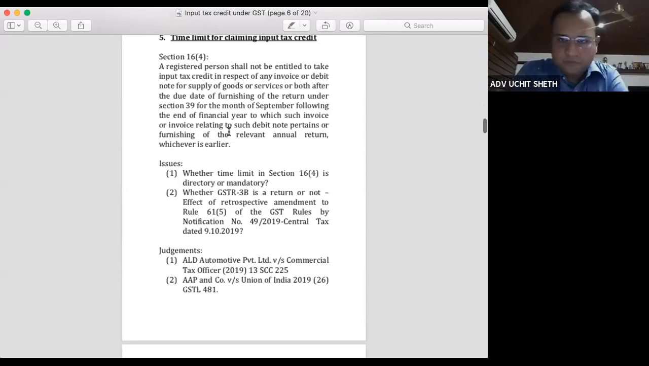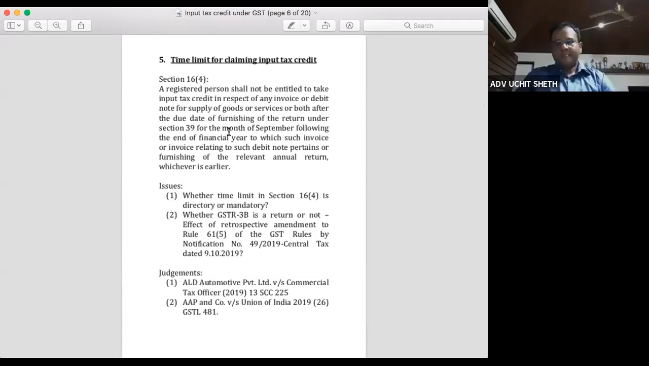Next, we move to section 16, subsection 4, which is imposing time limit for the claiming of input tax credit. The provision says a registered person shall not be entitled to take input tax credit in respect of any invoice or debit note for supply of goods or services or both after the due date of furnishing of the return under section 39 for the month of September following the end of financial year to which such invoice or invoice relating to such debit note pertains, or furnishing of the relevant annual return, whichever is earlier.